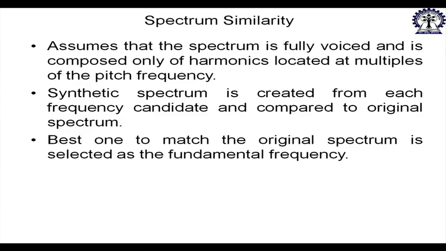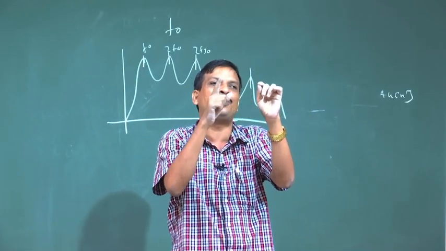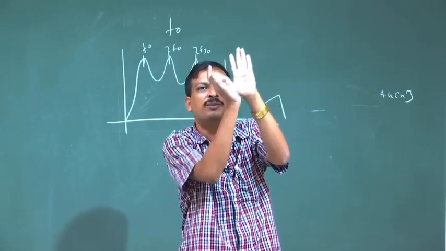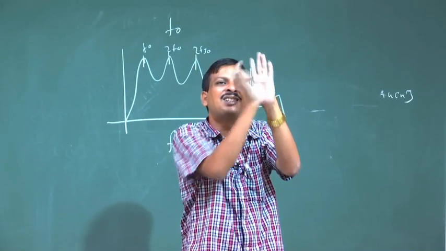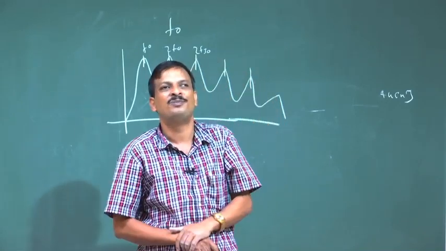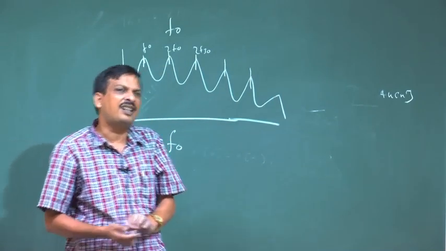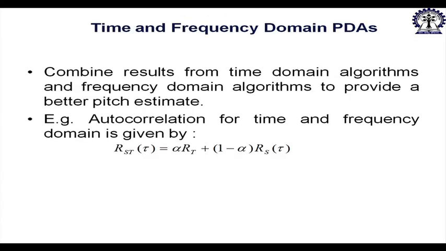For spectral similarity, I have a spectrum, and I can simulate: this is my F0, this is twice F0, this is thrice F0, and try to find the correlation, that is, whether it matches the original spectrum or not. Once it matches, you say, okay, this is my F0. This is spectral similarity based F0 detection. There is also time-frequency domain F0 detection, with a lot of algorithms based on it.